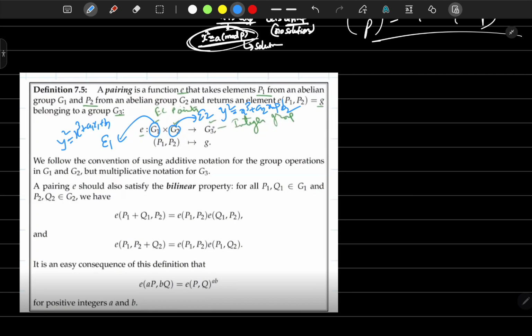What this says is that, taking the Cartesian product of these 2 points P1 and P2, we are able to get one single number. This is called an integer group. It represents an element, and that element belongs to the integer group. So this is the pairing function. Basically it converts our pair of abelian group points into one single integer group element.